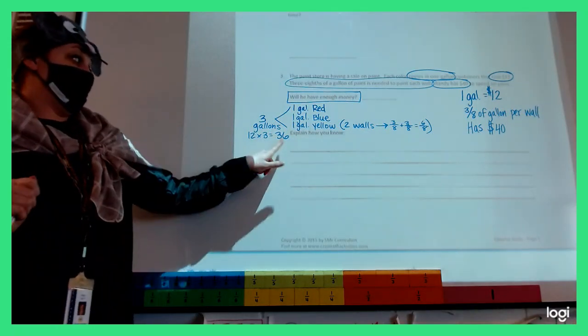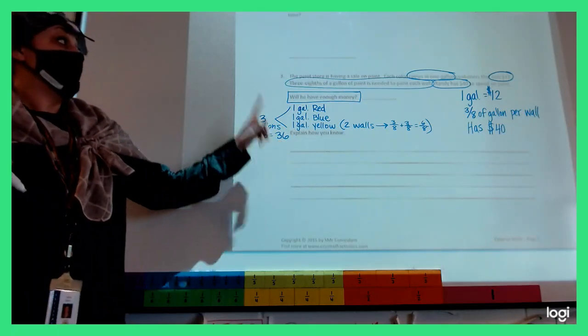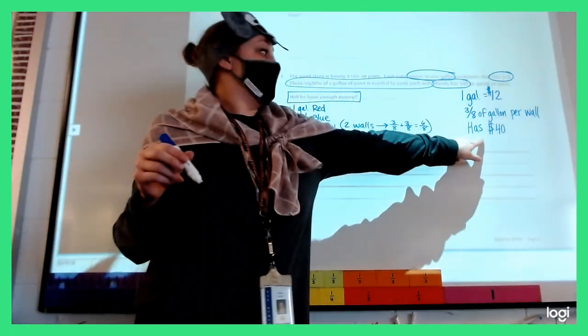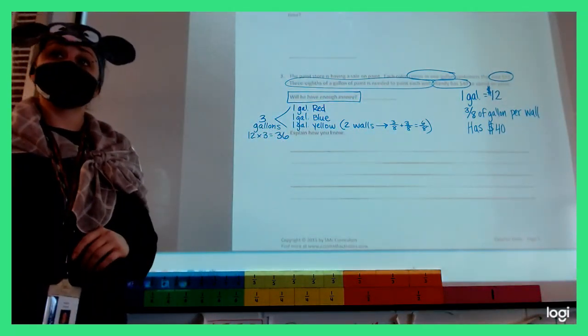All right, so we know it's going to cost $36 to buy 3 gallons of paint. Will he have enough money? We wrote down what he's got. Madeline, will he have enough? I don't know, but I can't really see.